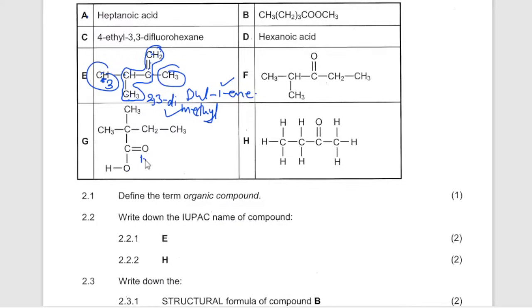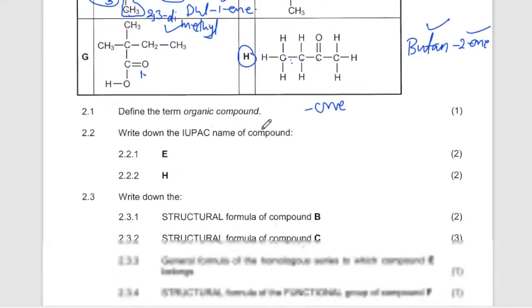No, they're not looking for this. They're looking for H. So this is a ketone. So 1, 2, 3, 4. So it's going to be butane. Remember, I told you that when it's not an alkene, you write it as -ane. Butane. This is a ketone, which ends with -one. So it's going to be butan-2-one. So basically that is it. You get 2 marks for the chain and then the position there.